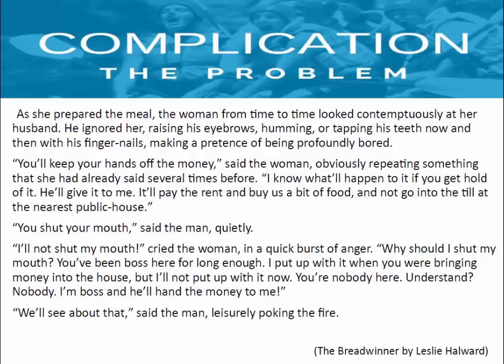Right, so you can see that the relationship between the husband and wife is not a very positive one. In fact, the woman's looking at her husband contemptuously. So that means she can't stand him. She really doesn't like her husband. He is very dismissive of his wife. He ignored her. He raises his eyebrows, humming. So that would really irritate her. So you can see that that's the problem.